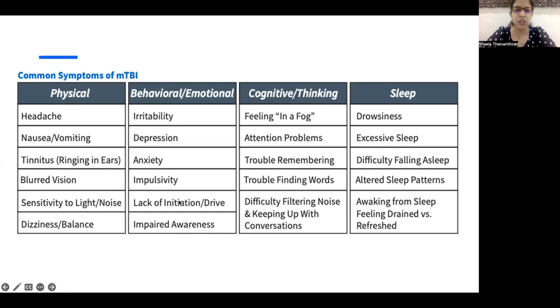All of these tend to be in the temporal and frontal cortex. Okay, lack of initiation, lack of drive. Sometimes you just sit there waiting for things to happen. The days go on for days. Okay, and there's impaired awareness of what's wrong with them.